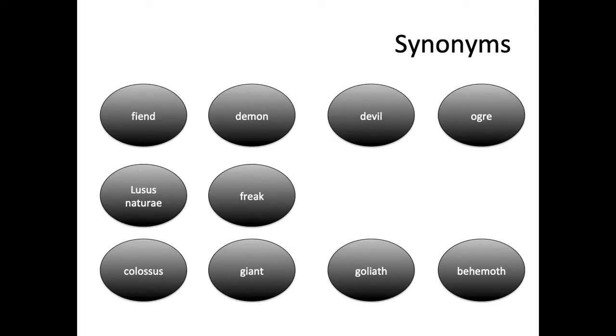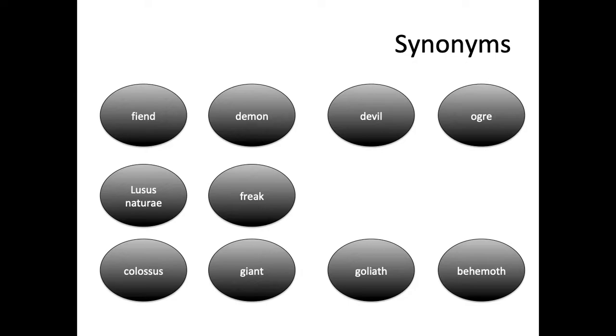A few synonyms now for the word monster. So as I told you, we are going to work a lot on vocabulary. We're going to see a lot of synonyms of all the words we're going to use. And as I said again, the pronunciation might be tricky at some point. So here is a list of synonyms of the word monster, but with various meanings.